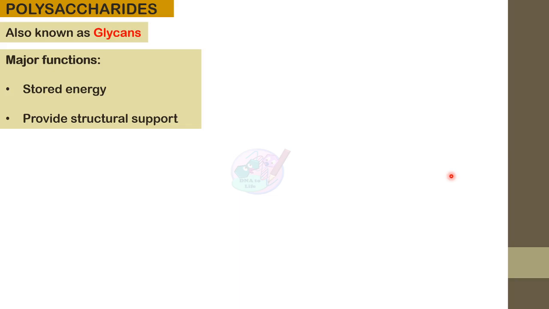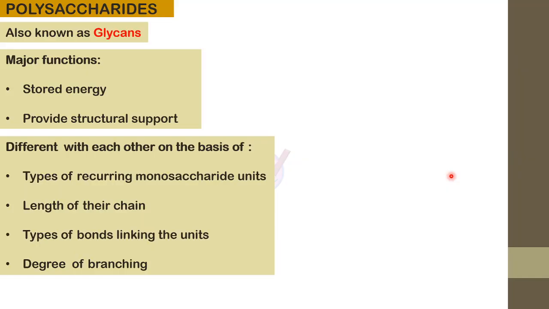Poly means many and saccharide means sugar. When many monosaccharide units join together with glycosidic linkage, they form polysaccharides. They are also called glycans. What are the major functions of polysaccharides? They are a stored form of energy and they also provide structural support.